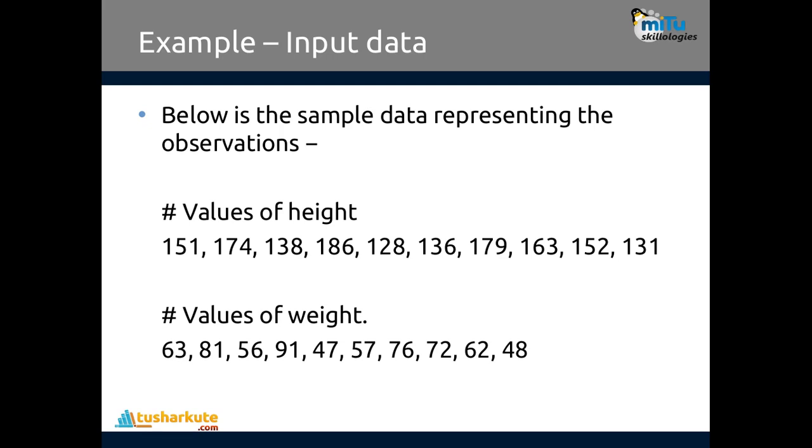So some sample values of height and weight are given over here. I gathered this information from 10 different persons. When the height of this person is 151 centimeters, their corresponding weight is 63 kilograms. 174 centimeters, 81 kilograms; 138, 56; 186, 91; 128, 47, and so on. And last, 131 centimeters is the height and 48 kilograms is the weight of this particular person. In this way I have gathered my data set by human observations.